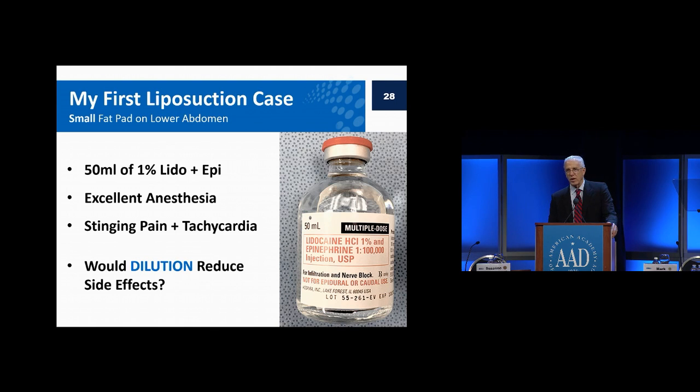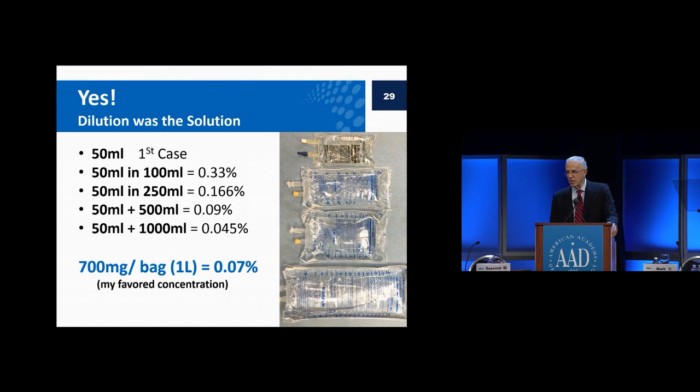We started diluting the solution. With 50 milliliters and 100 ml, the procedure got better. There's still some stinging discomfort and tachycardia, but it was less so, and we had more volume. And every time I diluted it, gradually over a number of patients, we found the anesthesia got better and better, with less side effects and obviously much more volume, so we could do more and more of the procedure.